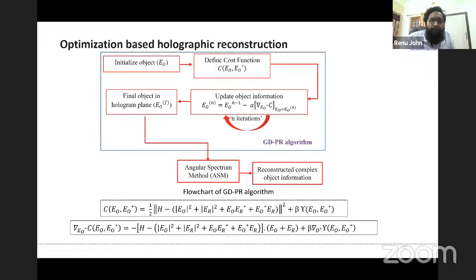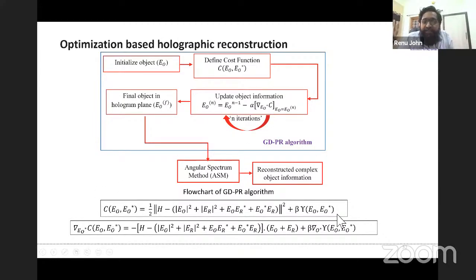I won't go into the details of it again. Basically it's an iterative process of reconstruction, where we define a cost function. The cost function is nothing but the difference between the actual recorded hologram and the ideal hologram. We know the actual recorded hologram, and we know the other terms. So we take a difference between them, and that is the cost function. Our iterative procedure tries to optimize, that is minimize, this cost function. An expectation maximization algorithm is used for minimizing this cost function.